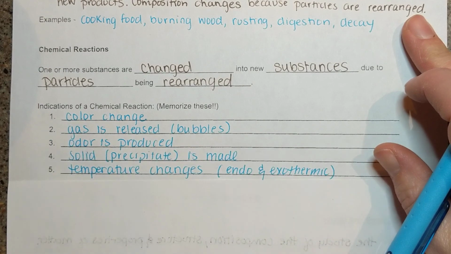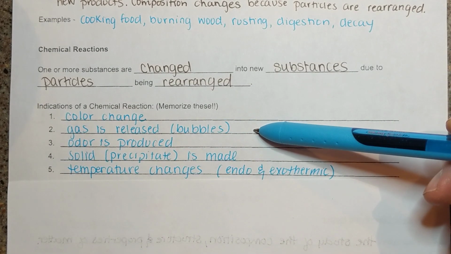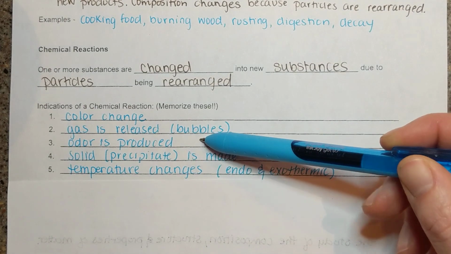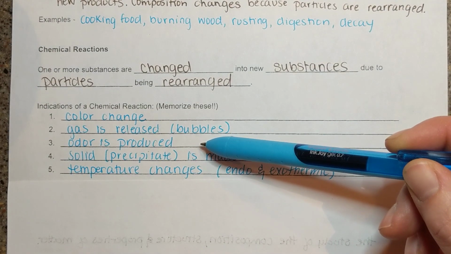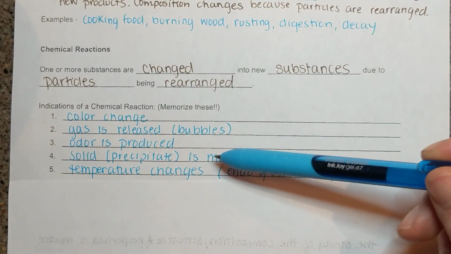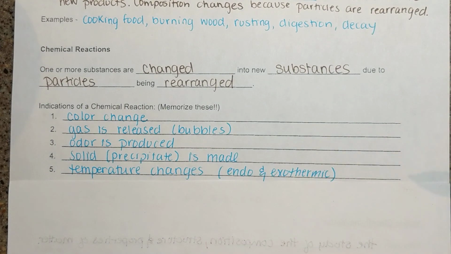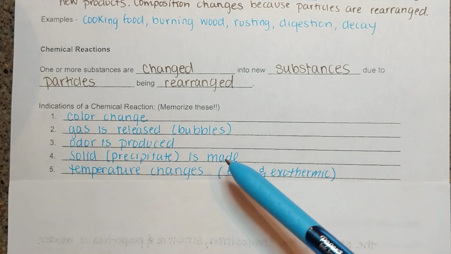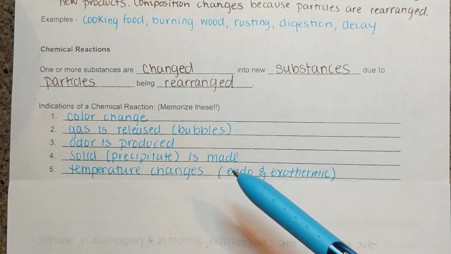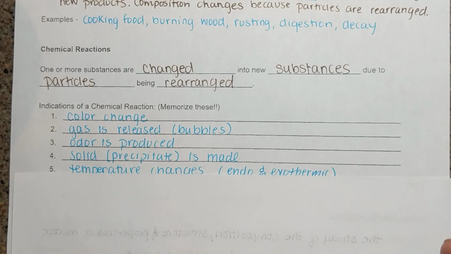There are 5 indicators. So color change, if we release bubbles or we make a gas. If we produce an odor, so some things give off really good or bad odors when they're reacting together. If we make a solid, so a precipitate is made. Precipitate is the fancy word for solid. Or if we have a temperature change. So this is not heating something or cooling something, but mixing 2 things together and having it get really hot or really cold without changing its temperature by force.